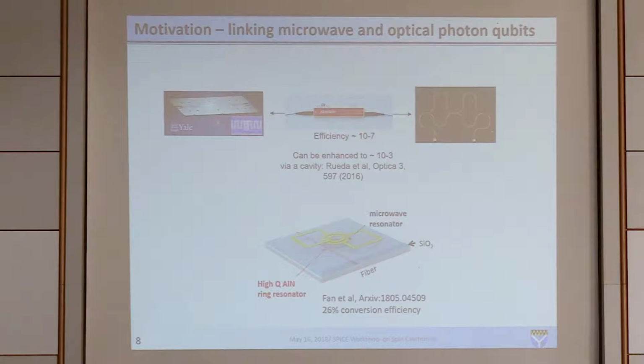So the optics are inside the near field of the microwave. The microwave is not in the near field of the optics. If you do that, you'll kill your superconductivity. So we are able to engineer this device to achieve 26% conversion efficiency from microwave to optics. So this is what we would like to achieve with magnons.